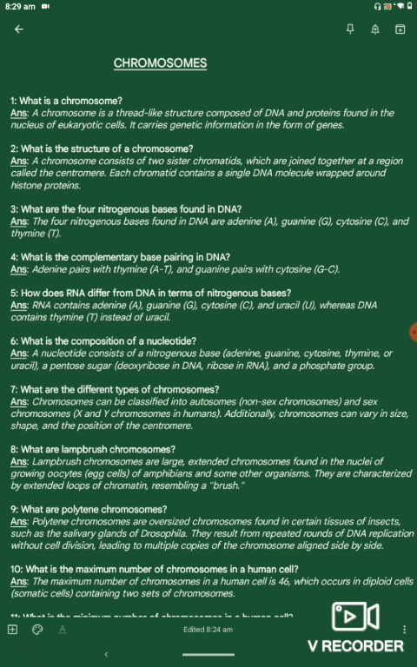Question 5. How does RNA differ from DNA in terms of nitrogenous bases? Answer. RNA contains adenine, guanine, cytosine, and uracil, whereas DNA contains thymine instead of uracil. Question 6. What is the composition of a nucleotide? Answer. A nucleotide consists of a nitrogenous base (adenine, guanine, cytosine, thymine, or uracil), a pentose sugar (deoxyribose in DNA, ribose in RNA), and a phosphate group.